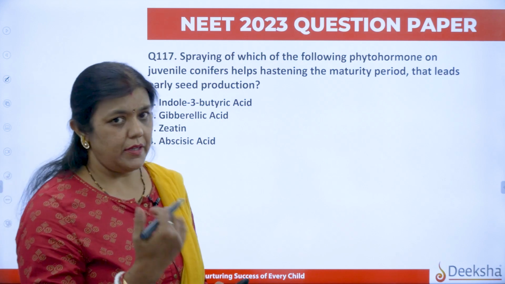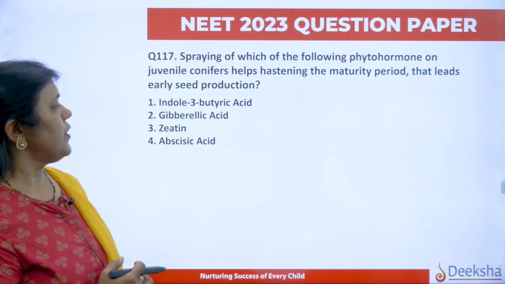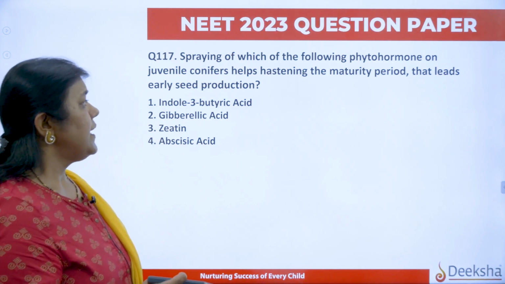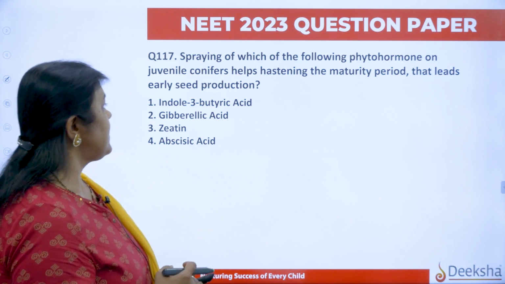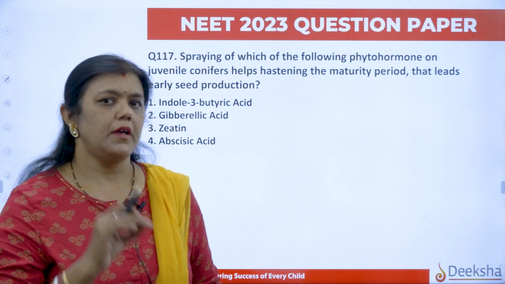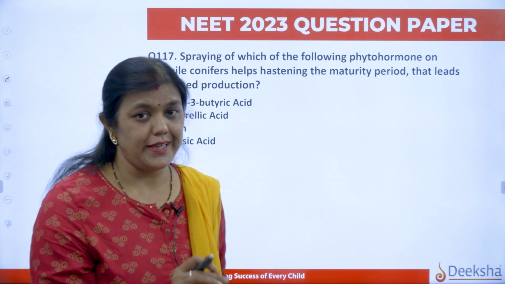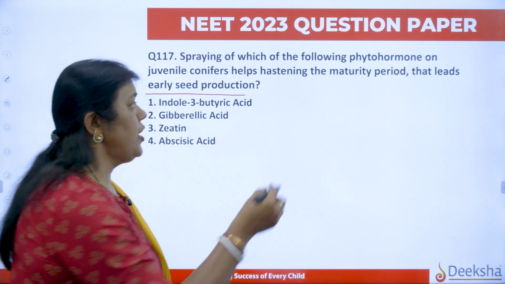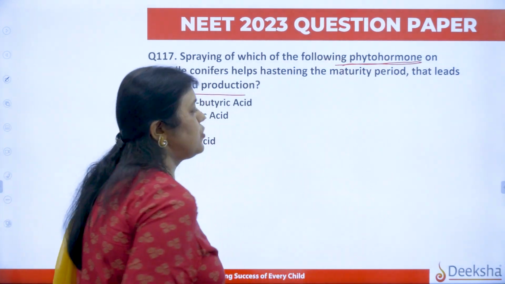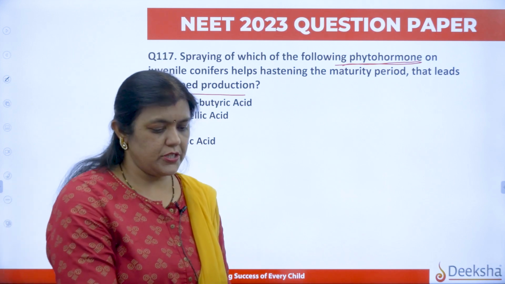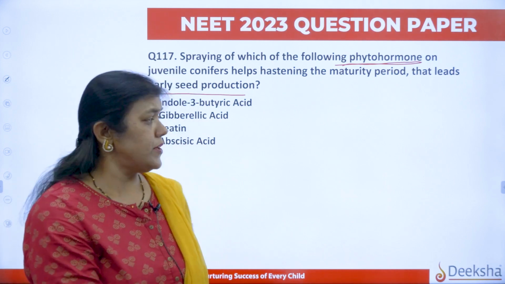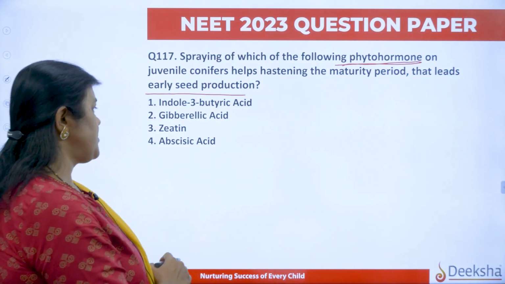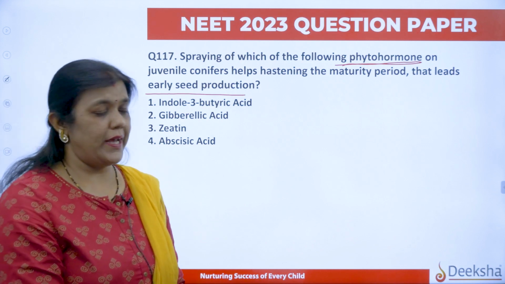Again, it is a first year, 11th standard question. Spraying of which of the following phytohormones on juvenile conifers helps hasten the maturity period, leading to early seed production? You need early seed production, that is the point here, and you need a phytohormone so that you can get early seed production, right? For this, the first option is indole 3 butyric acid, option 2 gibberellic acid, option 3 zeatin, and option 4 abscisic acid.